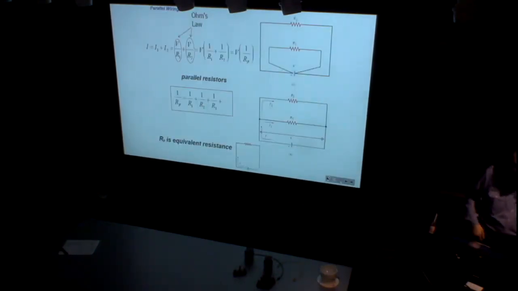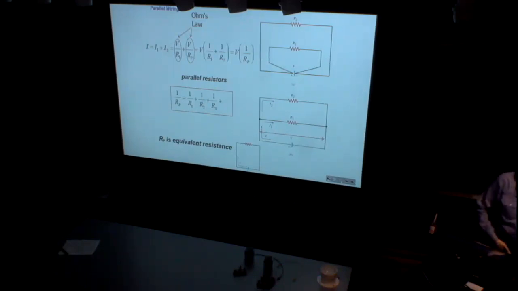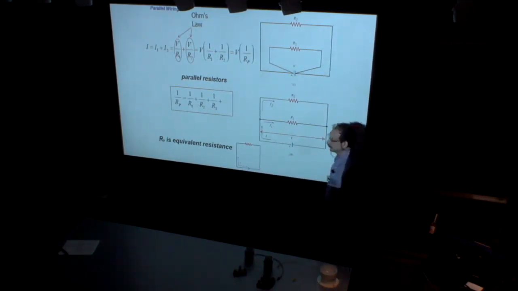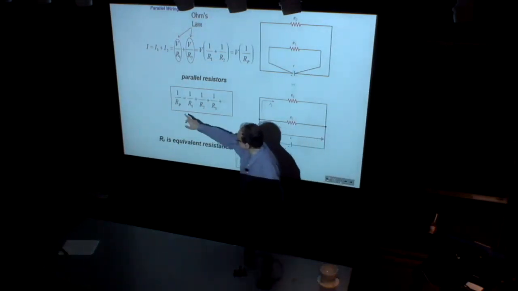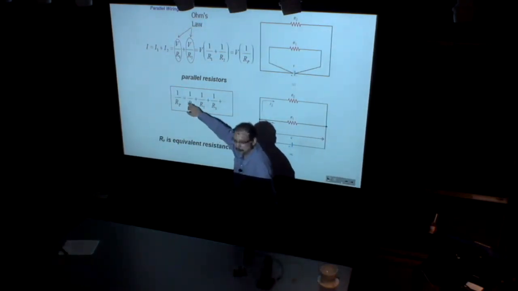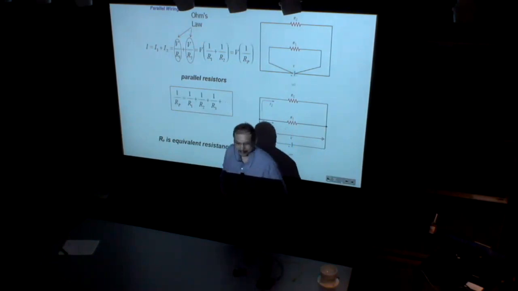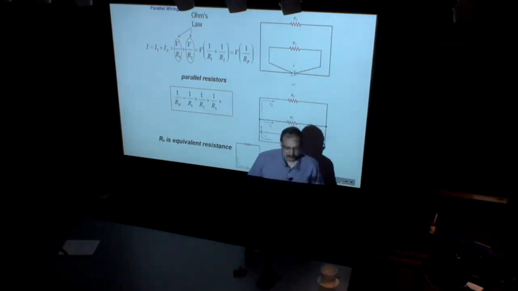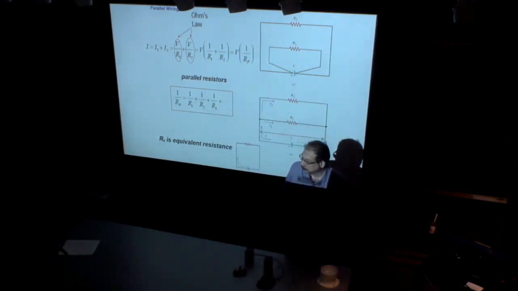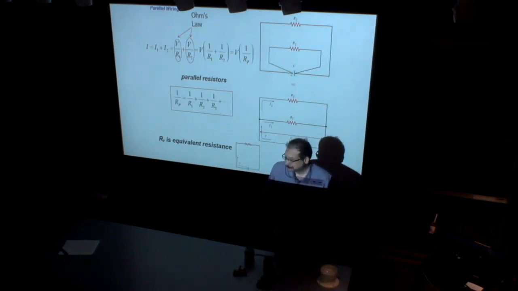And now, if you do some algebra, you can prove that for resistors connected in parallel, to calculate the equivalent resistance, we have to use inversed resistances, which is kind of similar to 1 over C, right? So mathematically, not different from 1 over C equals 1 over C1 plus 1 over C2.